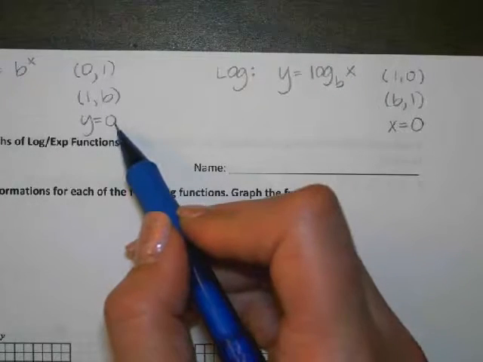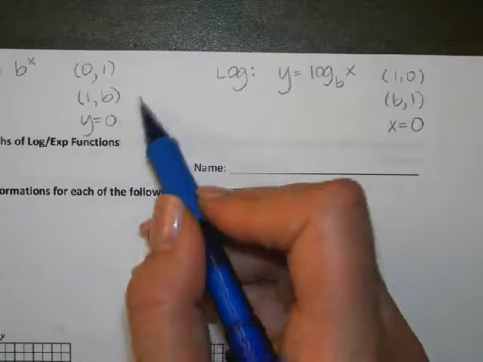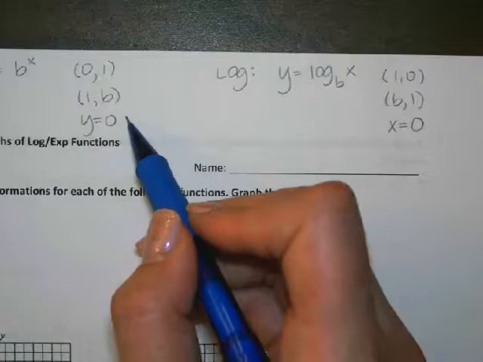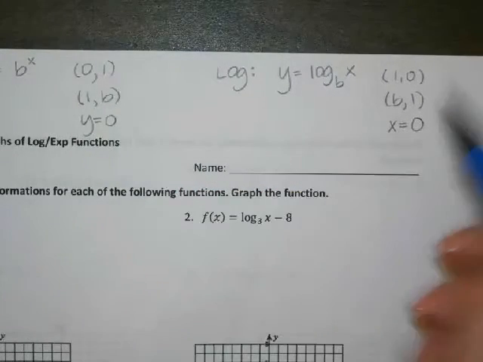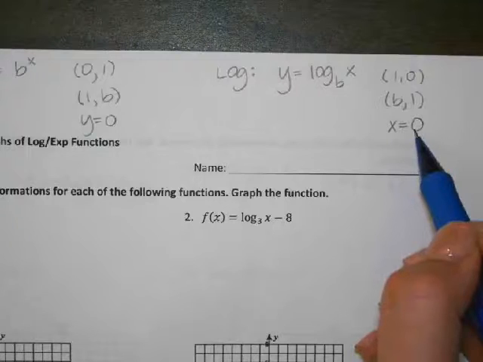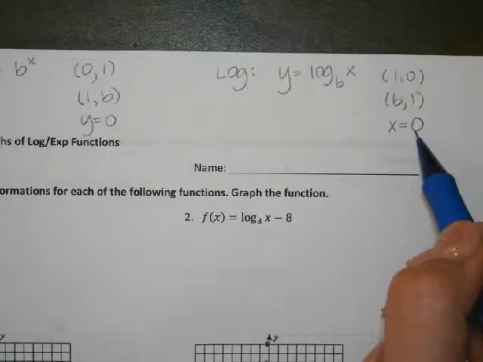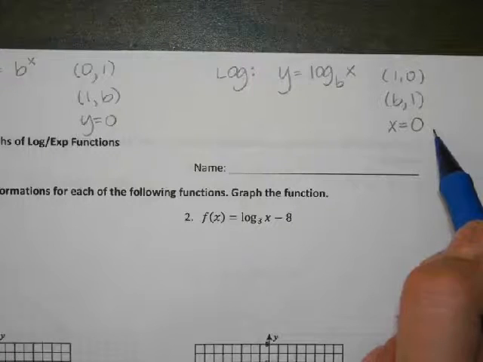Horizontal asymptotes can only be shifted up and down. So whatever your vertical shift is, that's going to tell you your horizontal asymptote. Vertical asymptotes can only be shifted left and right. So whatever your left and right shift is, that's what your vertical asymptote is going to be.